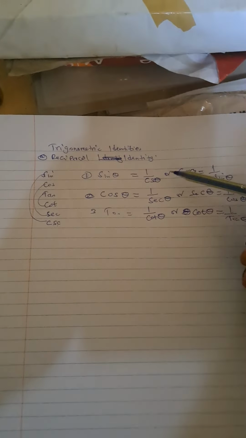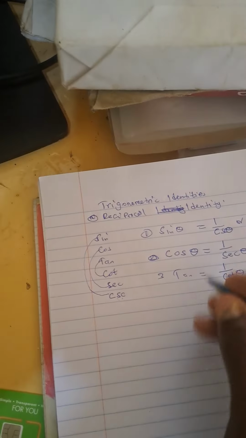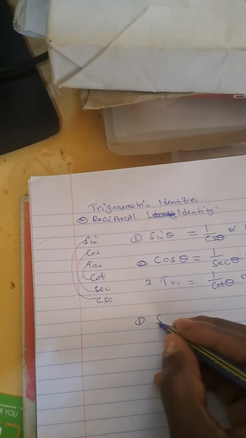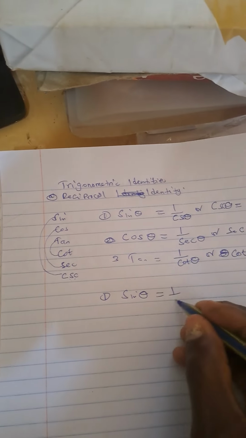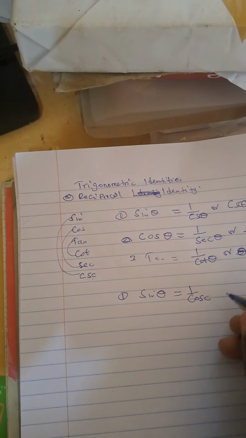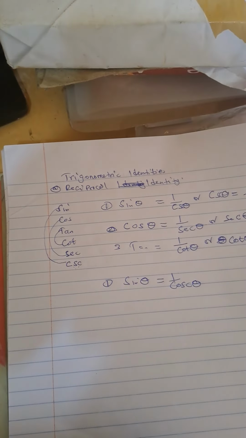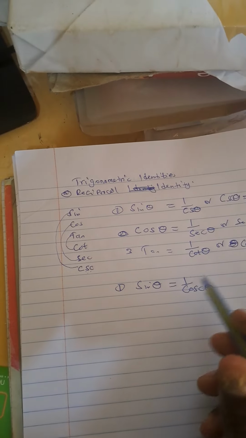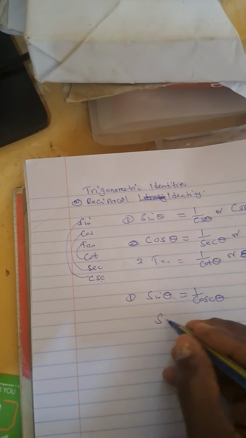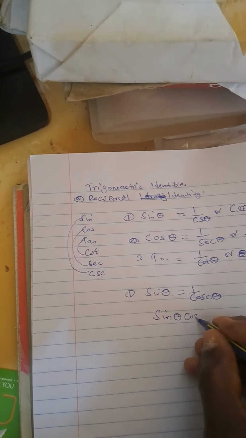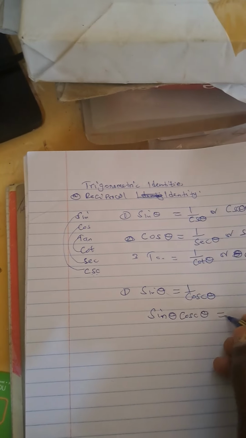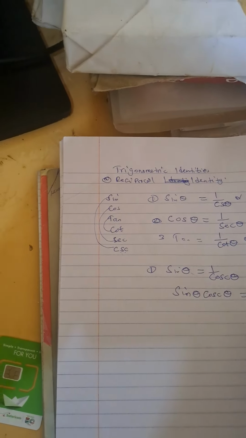So from the first one, if we take the first identity here, which is sine theta is equal to 1 over cosec theta, like that. This one can be equivalent, if you cross multiply, to mean sine theta times cosec theta is equivalent to 1. So this one also can be another identity.